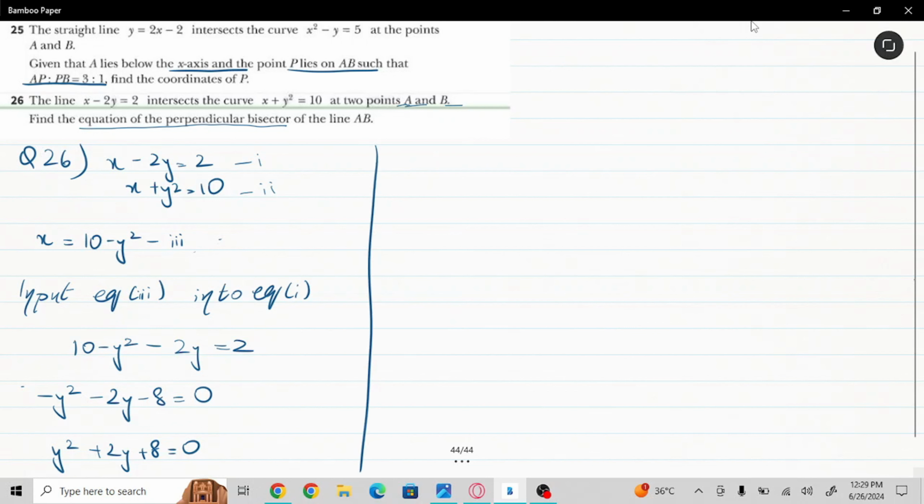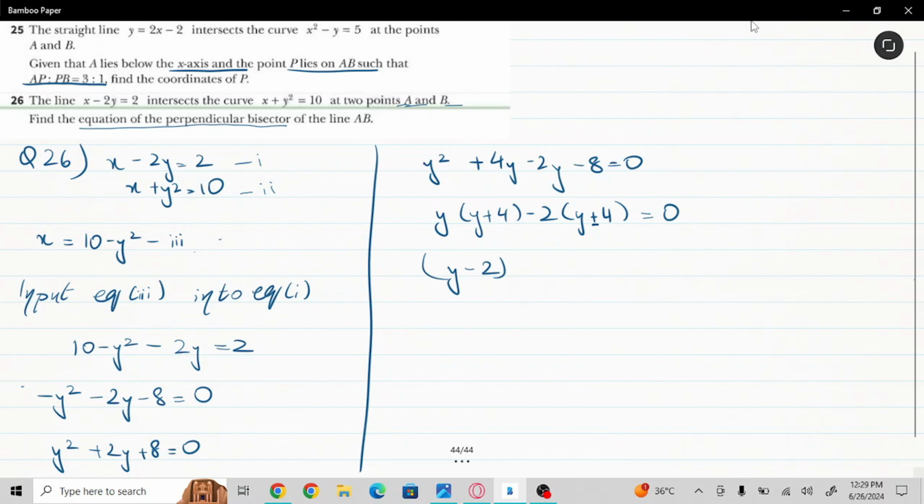That's it. What we'll do next is y squared plus 4y minus 2y minus 8 is equal to 0. y plus 4, minus 2, y plus 4. We need a positive here, otherwise when this would multiply we would get a negative, so is equal to 0. So y minus 2, y plus 4 is equal to 0. So y is equal to positive 2 or y is equal to negative 4. If you don't know how we got positive 2 and negative 4 out of this, watch the maths lessons.